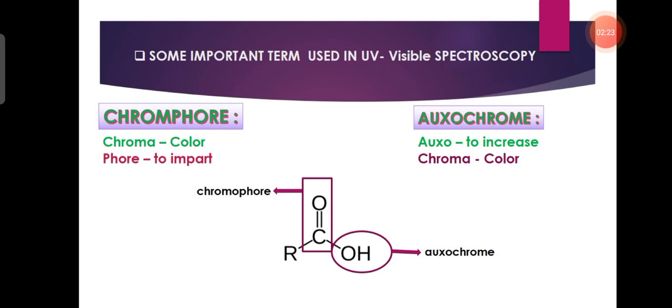Chromophore. Chrom means color, phore means to impart. Chromophore is a functional group present in a molecule responsible for the absorption of the molecule. Auxochrome is a functional group of atoms with one or more lone pairs of electrons. When attached to a chromophore, it alters both wavelength and intensity of absorption. Example: if a compound contains a carboxylic group, the C double bond O moiety is known as chromophore and the OH moiety is known as auxochrome.